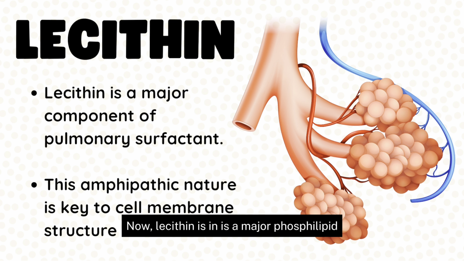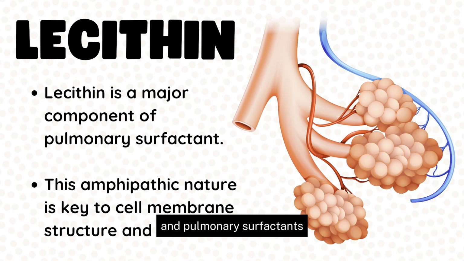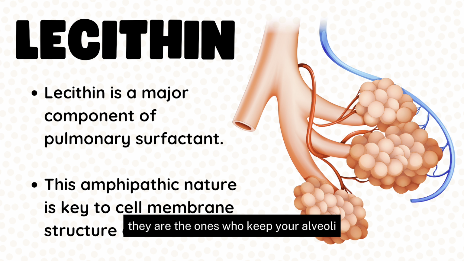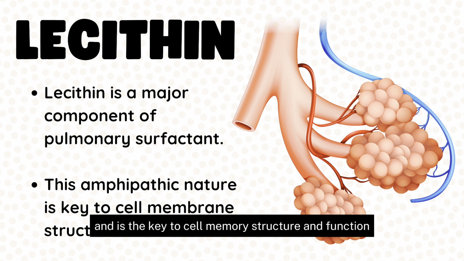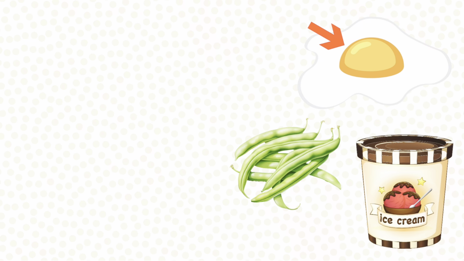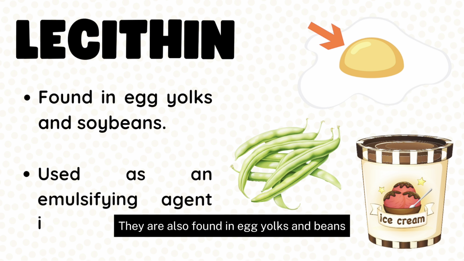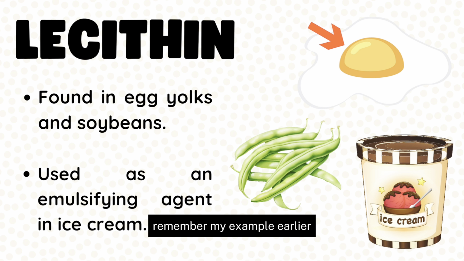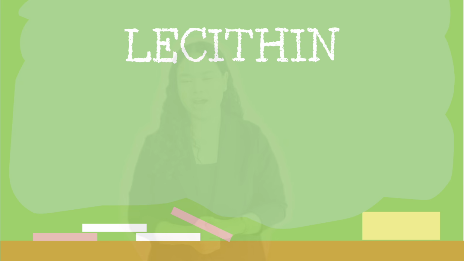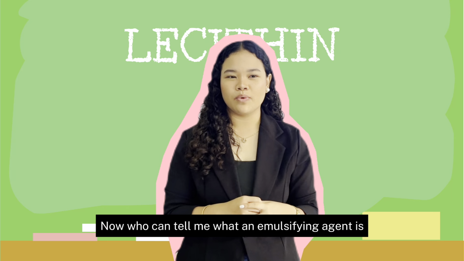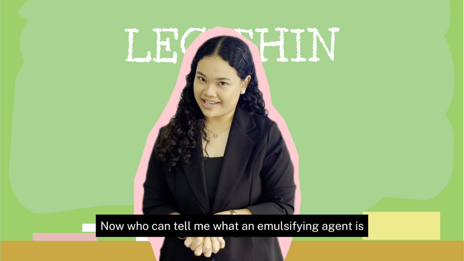Now, lecithin is a major phospholipid in pulmonary surfactants. When we say pulmonary surfactant, they are the ones who keep your alveoli lubricated. They are also amphipathic in nature and are the key to cell membrane structure and function. They are also found in egg yolks and beans, remember my example earlier, and it also acts as an emulsifying agent in ice cream. Now, who can tell me what an emulsifying agent is?